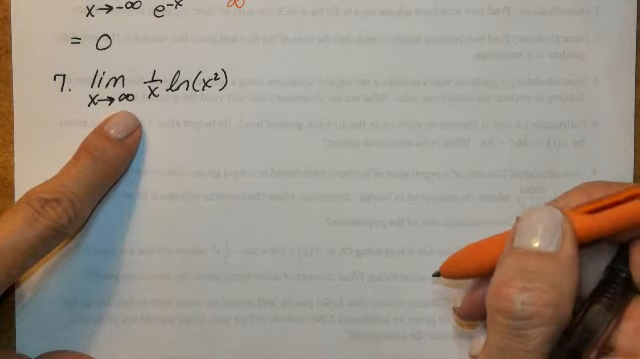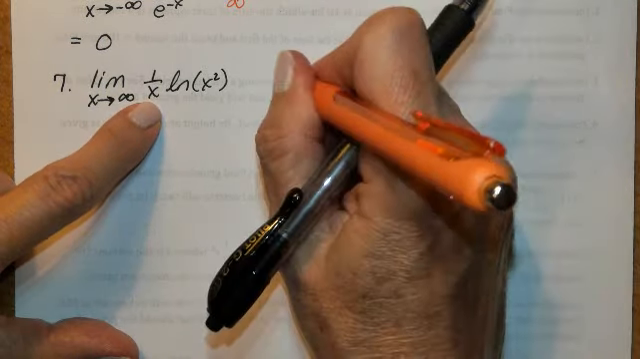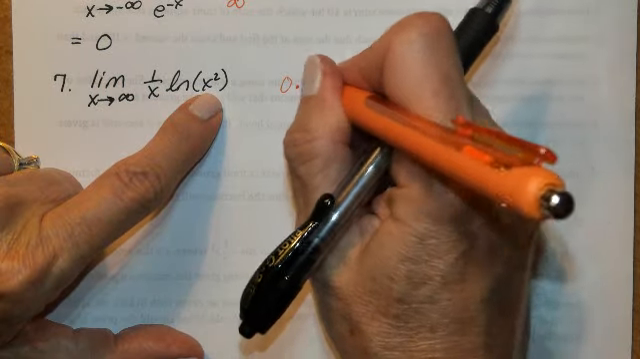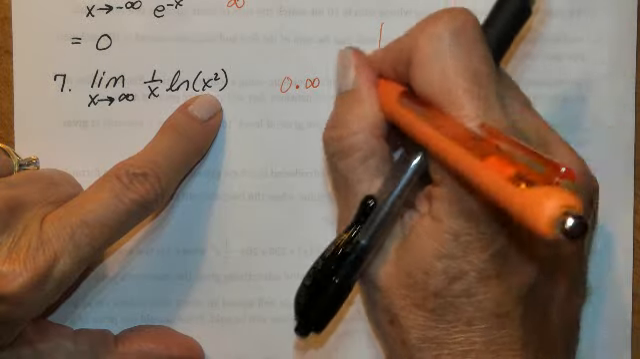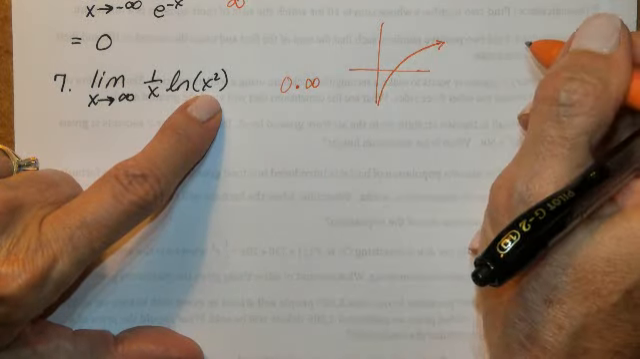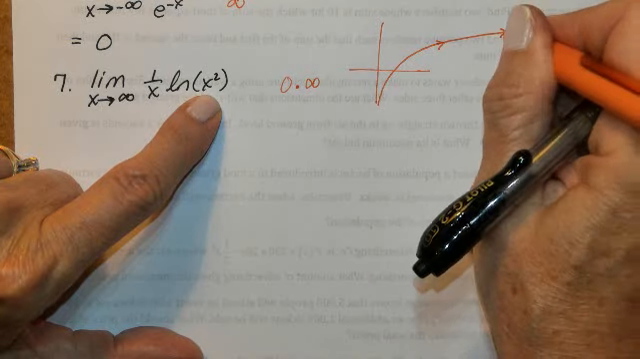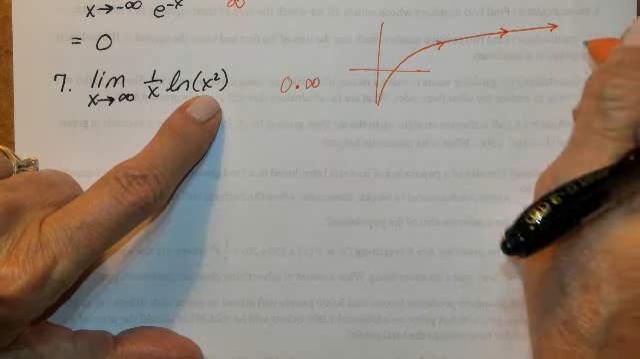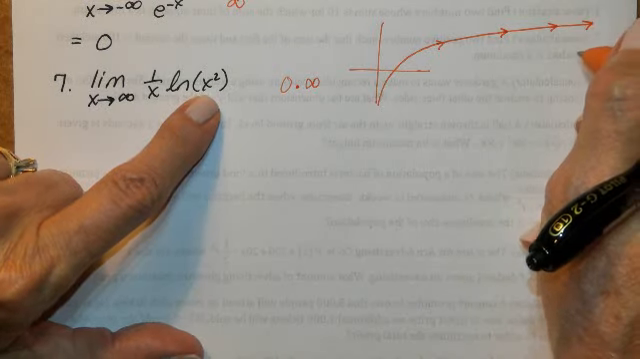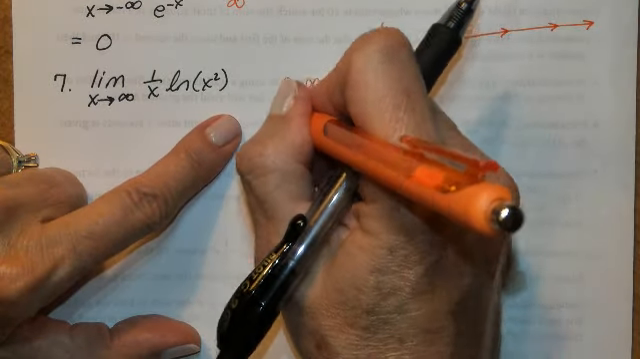Let's start by plugging in this unbounded number. 1 over an unbounded number is 0. Natural log of an unbounded number is infinity. Remember the graph of natural log? It does go to infinity, just really, really slowly. But it'll get there. Eventually, it gets there. Just takes its time getting there. Okay? All right. So we have 0 times infinity. That is indeterminate.